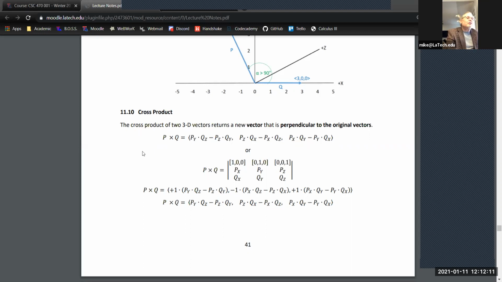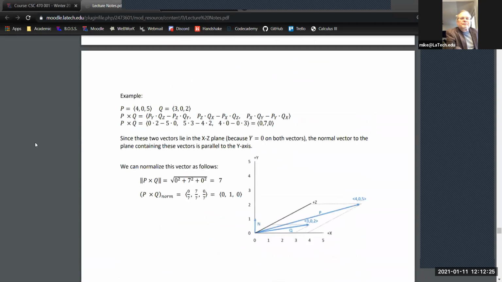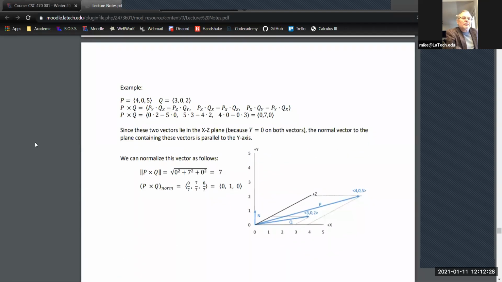And what does that give you? That gives you a vector that is normal, orthogonal to the two vectors. So here's an example at the top of the next page. I've got a vector P that's 4, 0, 5, and I've got a vector Q that is 3, 0, 2. As you can see from the little dotted lines, both of those vectors are in the XZ plane. If I do a cross product on those two vectors, I get the vector N, which is 0, 7, 0. If I do the math, you can see that at the top there, it gives me 0, 7, 0.